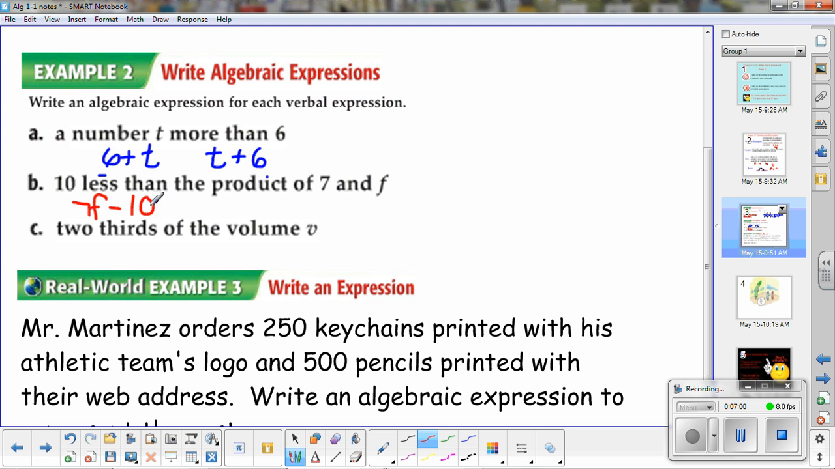A lot of times students will get these two things reversed because they will just start by putting down a 10 and then a subtraction sign. But if you want 10 less than a number, you're going to take 10 away from it. So you actually have to put this backwards from the order it is in the problem.